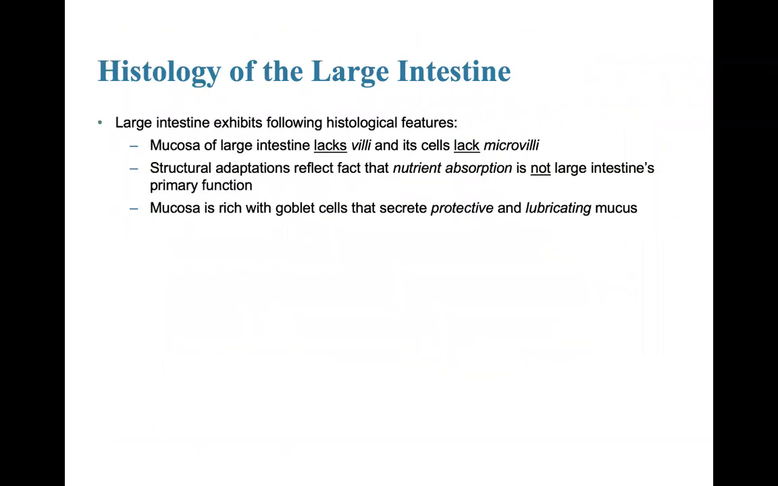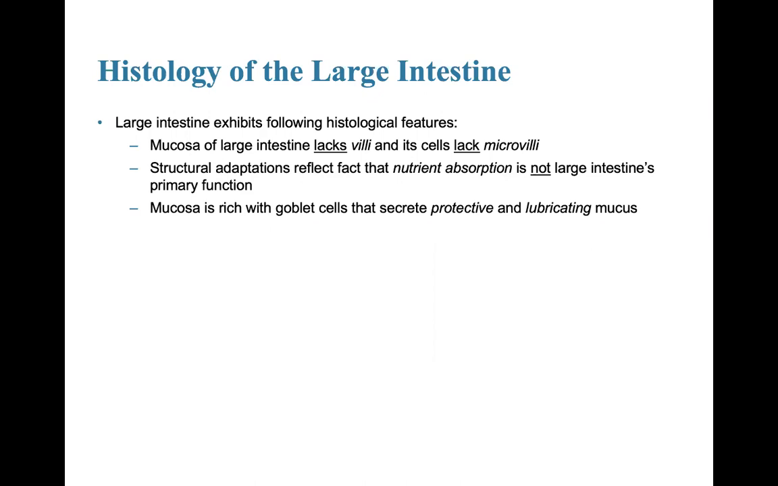Looking at the histology of the large intestines, there's going to be a little bit of a difference. The mucosa of the large intestines lacks villi, and the cells will actually lack microvilli. Structural adaptations will reflect the fact that nutrient absorption is not part of the large intestine's primary function. The mucosa is rich with goblet cells that secrete protective and lubricating mucus.